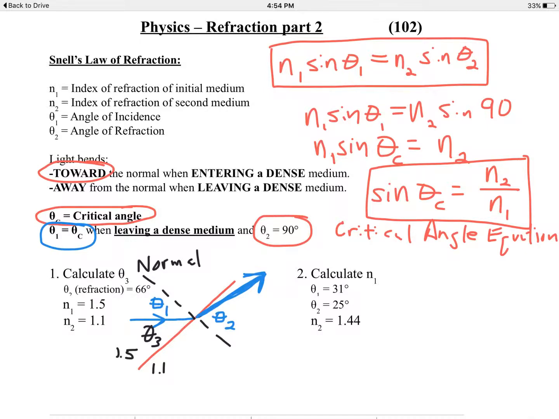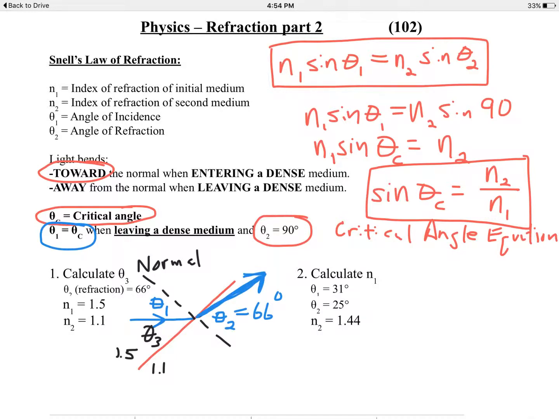Once again, both angles, theta sub 1 and theta sub 2, that we will use in Snell's law are measured with respect to the normal. Theta sub 3 will be related to theta sub 1. We'll deal with that later. But essentially, I'm just going to do a straight plug into Snell's law, because I'm told that theta sub 2 here is 66 degrees. So this angle is 66 degrees.